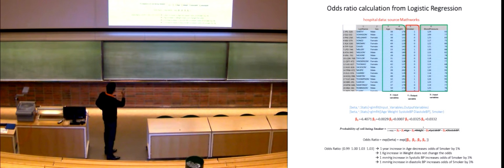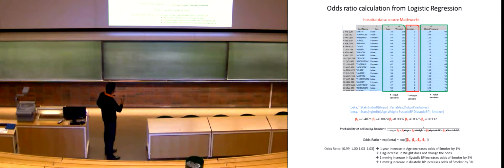So 0.99 means that a 1 year increase in age decreases the odds of being a smoker by 1%, because our output variable is smoking, or smoker, and the input variable is the age. So a 1 year increase in age decreases the odds of smoker by 1%. Similarly, this one is 1.0, meaning that a 1 kg increase in weight does not change the odds ratio. The odds ratio is 1, meaning that it doesn't change.